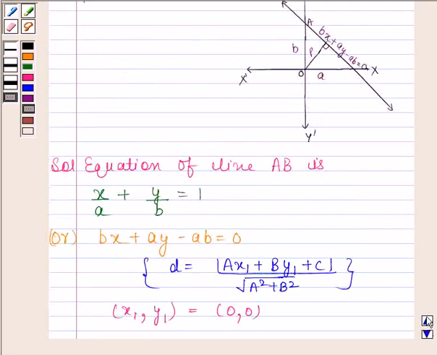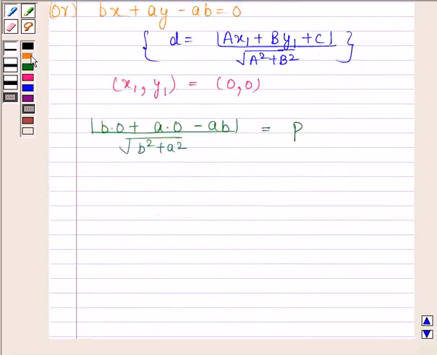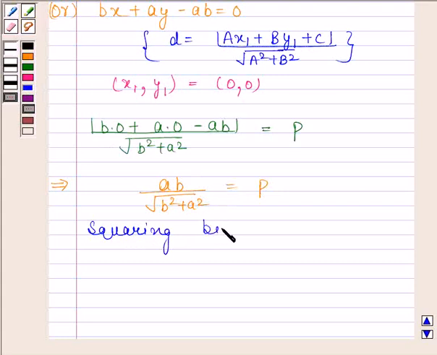Now in the question it is given that this distance is equal to p. So put this equal to p. Now this implies ab upon square root of b square plus a square is equal to p. Squaring both sides of this equation, we get a square b square upon b square plus a square is equal to p square.